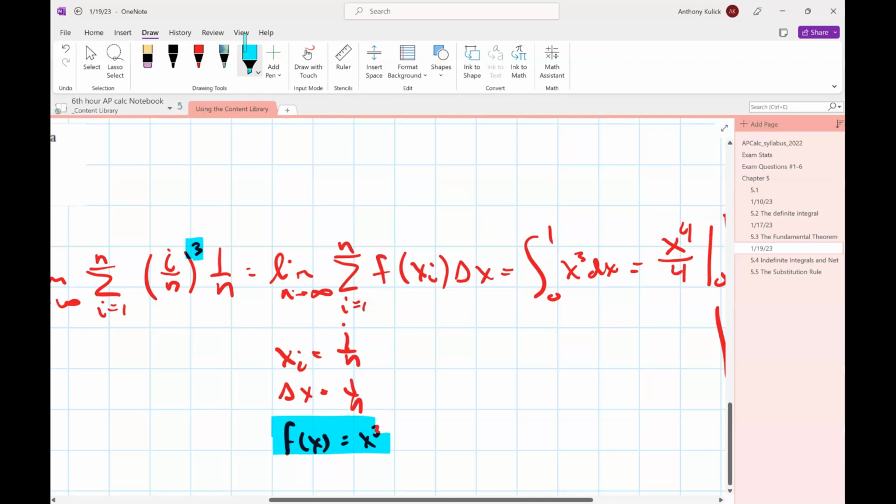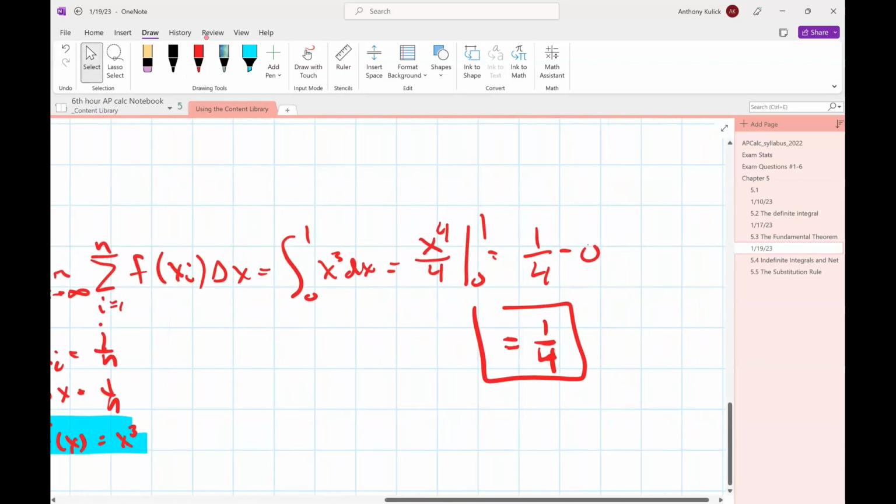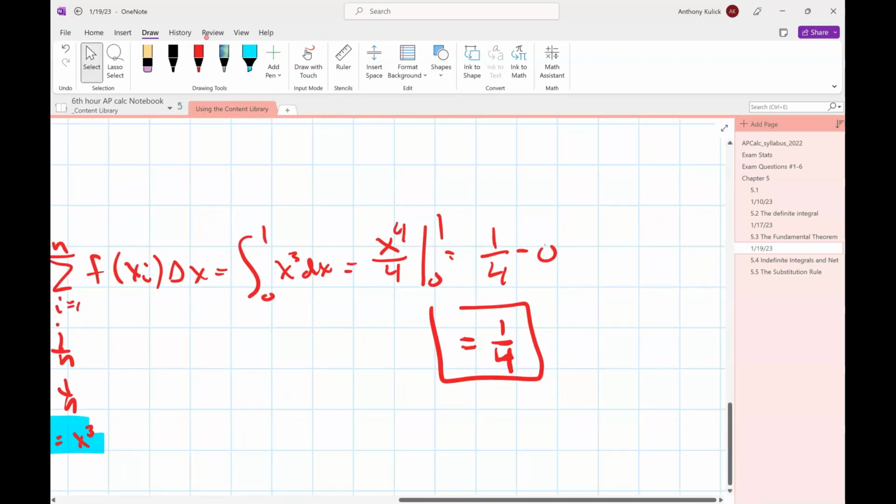Because that looks like my xi to the third, right? What's happening to xi is f of x, right? That's all. Then how did you get x to the fourth? I took the antiderivative. I did the antiderivative of x cubed. So I just integrated.